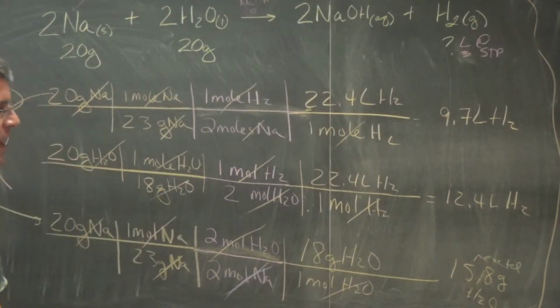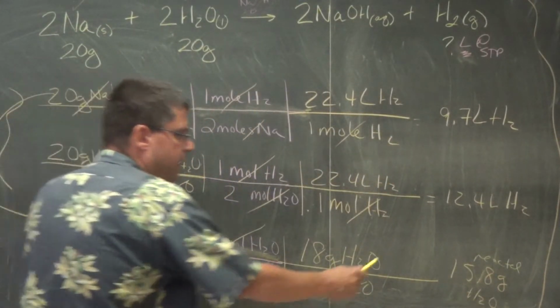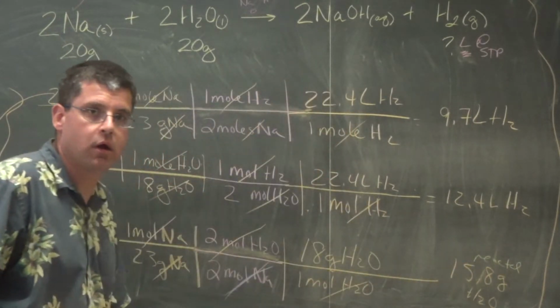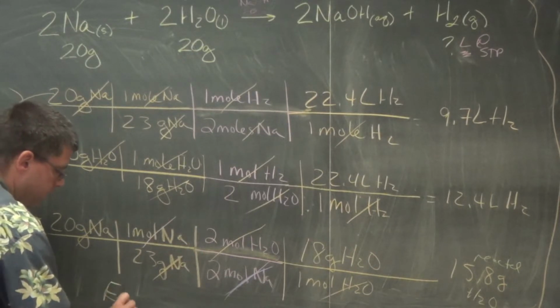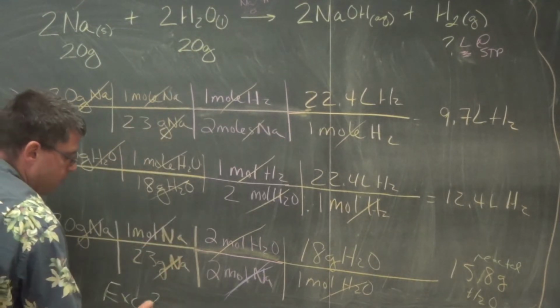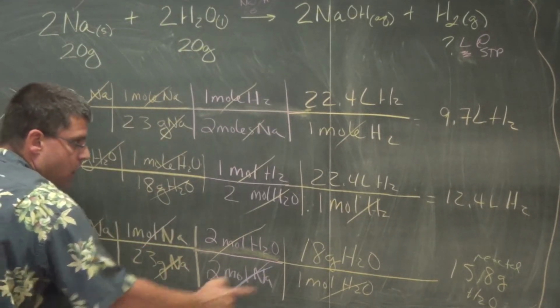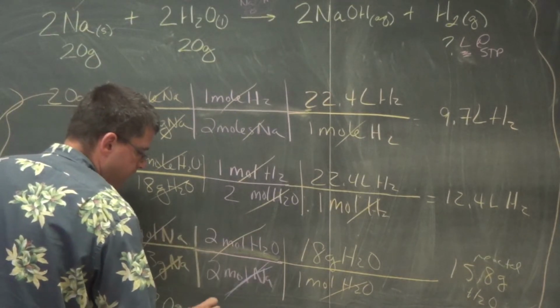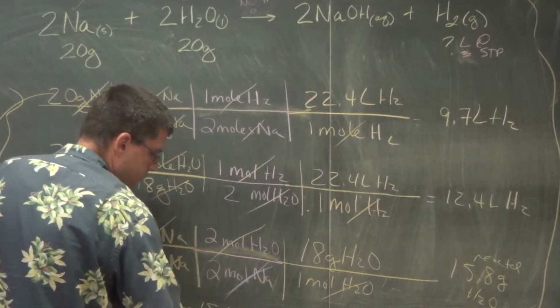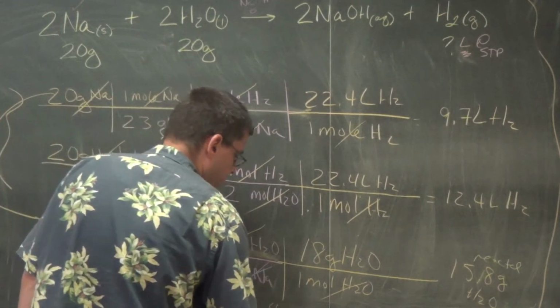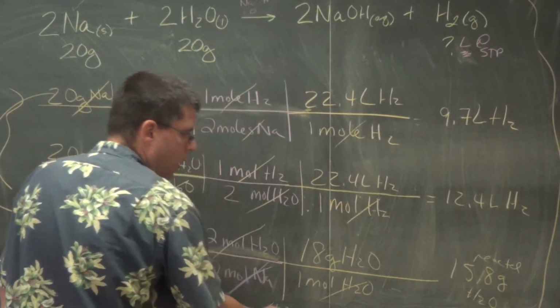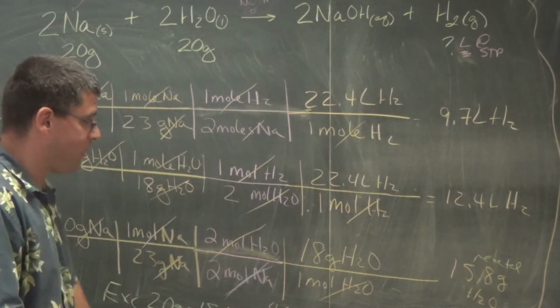How much was left in excess? I'm sure a lot of you make this mistake and put this as excess. No, that's not right. To get the excess, I think I'm running out of room. You take 20 grams, which was the actual value in the beaker, minus the amount that was reacted, 15.8 grams, right? And your answer should be, if my math is right, 4.2 grams of what was left in excess? Water.